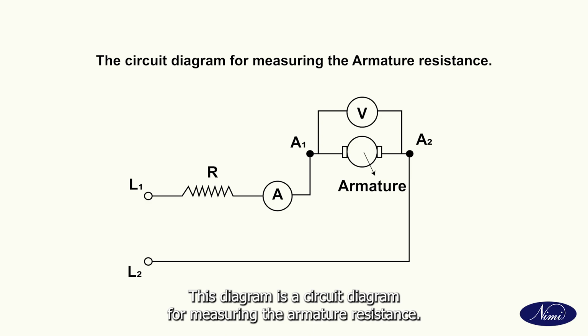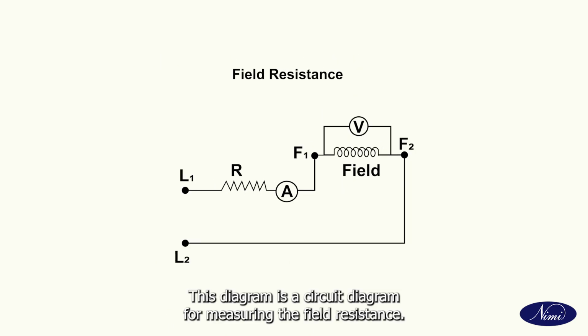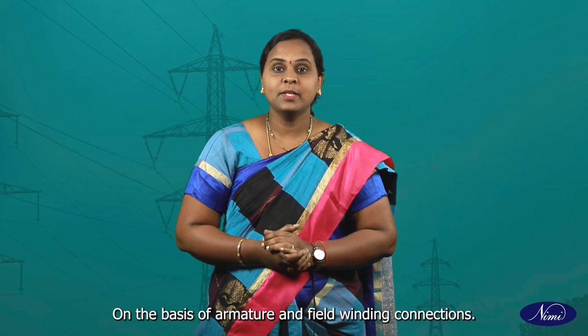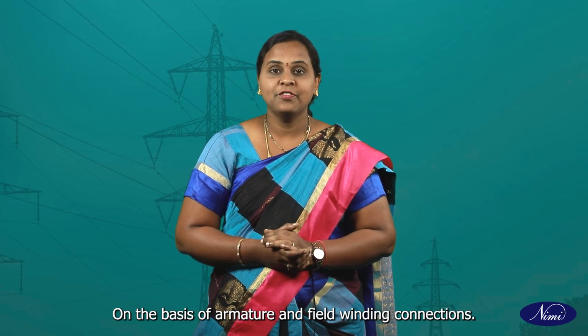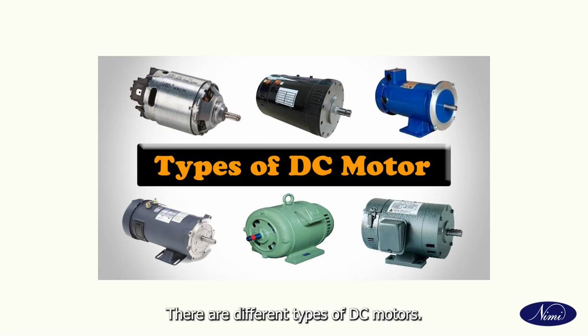This diagram is a circuit diagram for measuring the armature resistance. This diagram is a circuit diagram for measuring the field resistance. On the basis of armature and field winding connections, there are different types of DC motors.